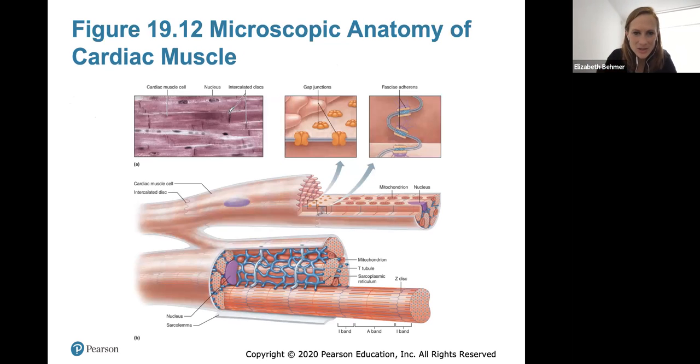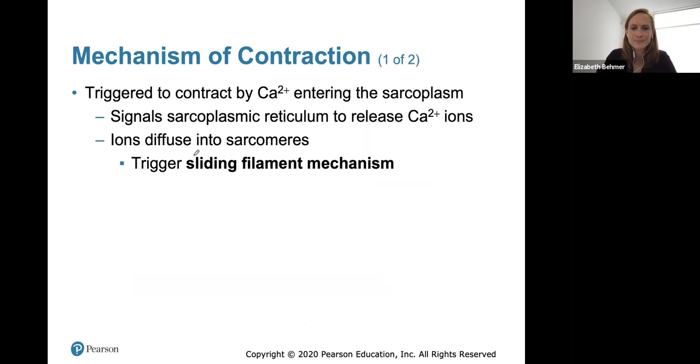And you can see here that intercalated discs are these little gap junctions, kind of these darker lines connecting cardiac muscle cells together. And you can see how cardiac muscles are also striated. They will contract via the sliding filament theory that we learned about. The mechanism of contraction you guys don't need to know, but it's similar to skeletal muscles using calcium and the sliding filament mechanism.